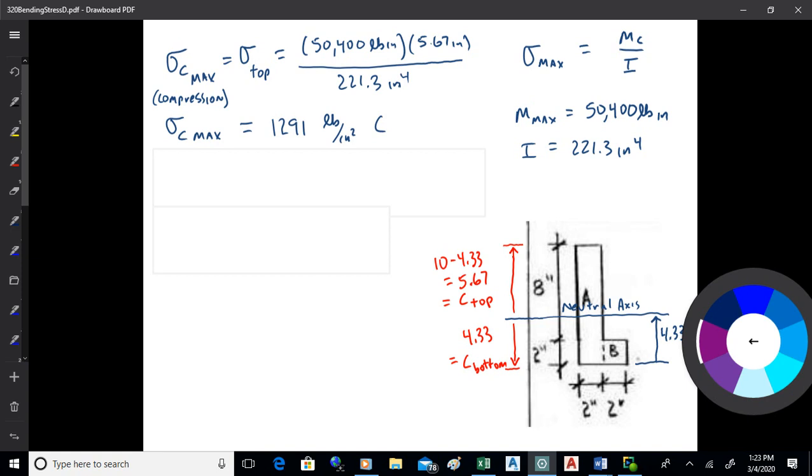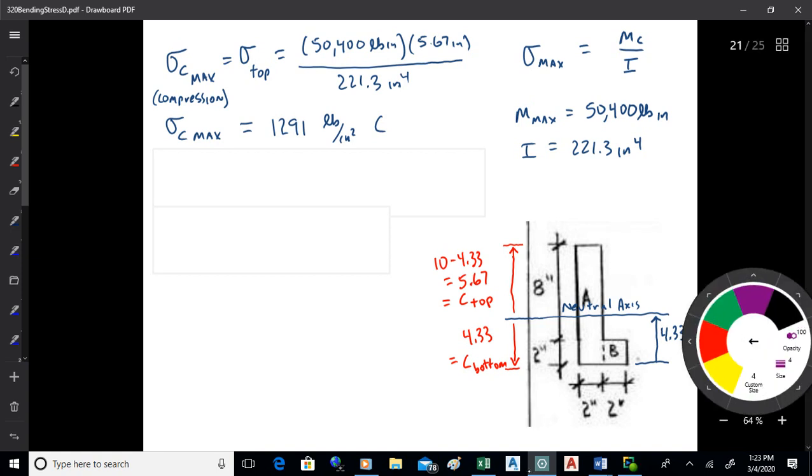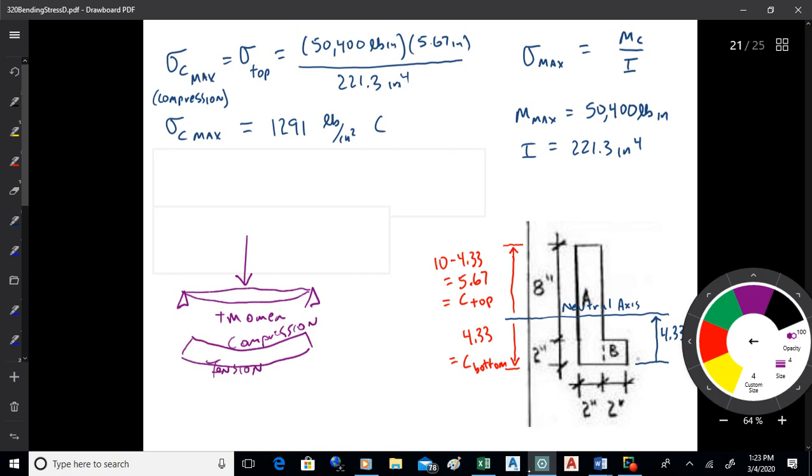Okay? It's compression, and the reason it's compression is how the beam's loaded. It's a simply supported beam. It's loaded, so the thing just bends like that. So you get compression on the top, tension on the bottom. So when you have positive moment, which you would have there, you get compression on the top, tension on the bottom. When you have negative moment, you get the reverse.